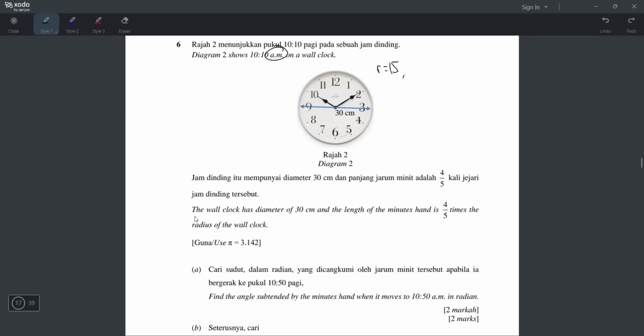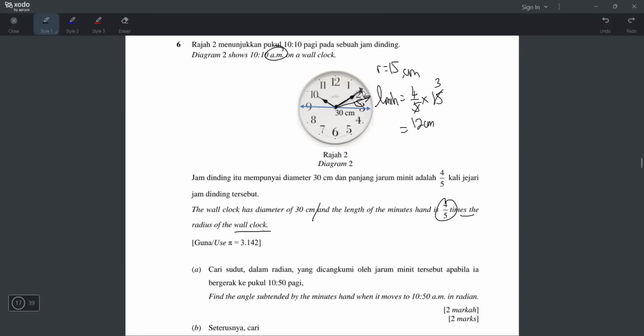Okay, so it says, let's read here. The wall clock has a diameter of 30 cm. Okay, we already know that. And the length of the minute hand is 4 over 5 times the radius of the wall clock. And the radius of the wall clock is 15, right? So we can directly find the length of the minute hand now. So what is the length of the minute hand? It means this length. So the length of the minute hand is 4 over 5 times the radius of the wall clock. So 4 over 5 times 15. And then 5 and 15 can cancel, 3 times 4, 12 cm. Okay. It means from the center to the edge of the clock here is 15, but the minute hand's length is only 12 cm.